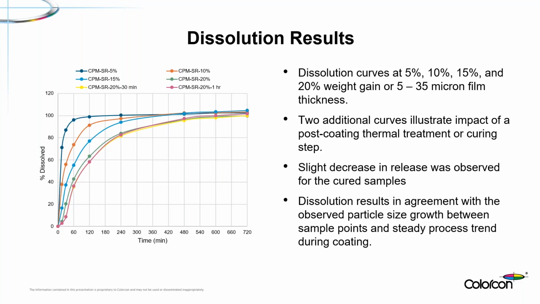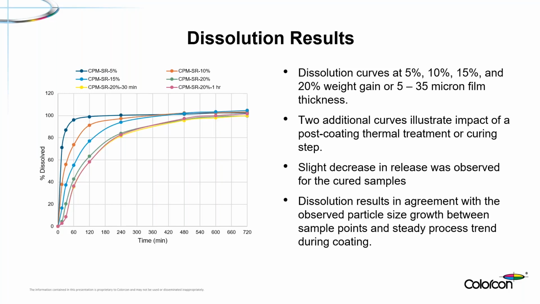From the graph, we do see a steady decrease in release with increasing film thickness. Dissolution results agree with measured particle size growth between sampling points and a steady process trend during coating. It is worth mentioning that although a slight decrease in release was observed for those cured samples, the f2 values, or similarity factors, for the cured versus the uncured samples were calculated at greater than 60, indicating similarity.